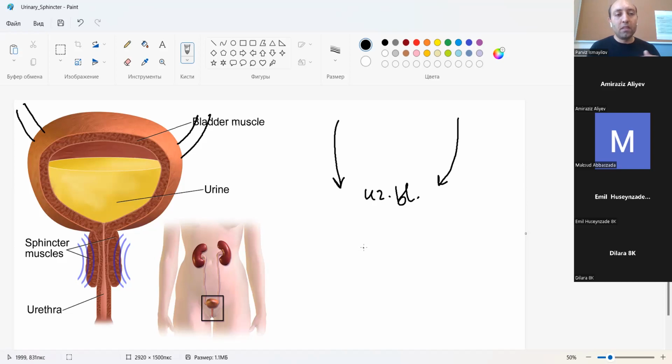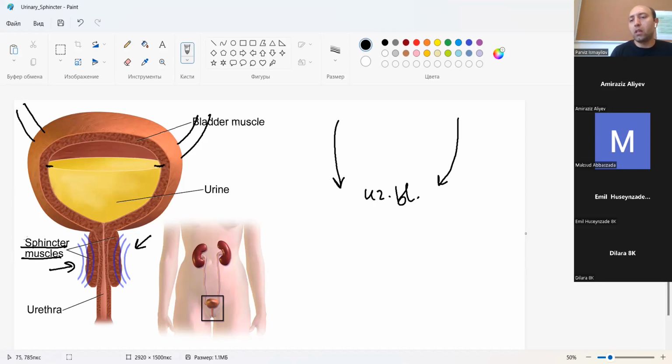And we have, let's say, receptors. When the urine level reaches this level, they send a signal to the brain about urination. And as you see, where the urethra joins the urinary bladder, there are muscles, what we call sphincter muscles, guys.